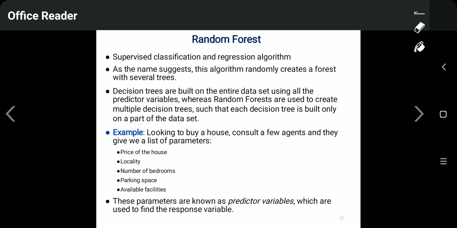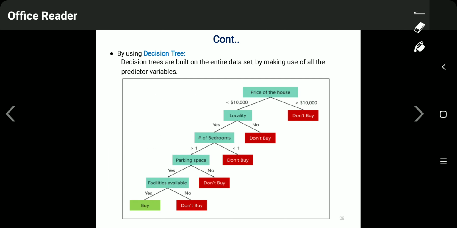If the locality is good, then we are ready to buy the house. Otherwise, not. If the number of bedrooms is as per our requirement, then it is okay. Otherwise, it is not okay. Now the parking space and the other available facilities like the playground, the swimming pool, and so many other parameters. So these parameters are known as the predictor variables, which are used to find the response variable over here.